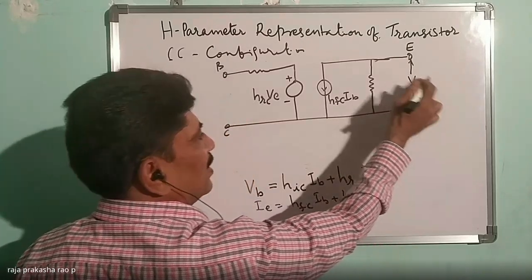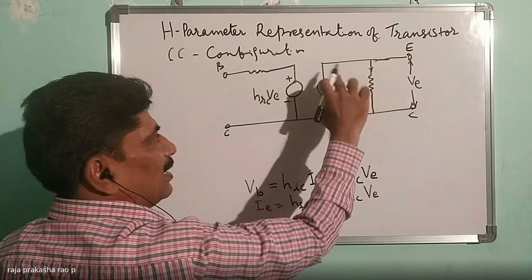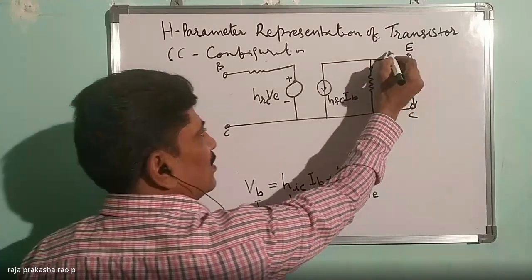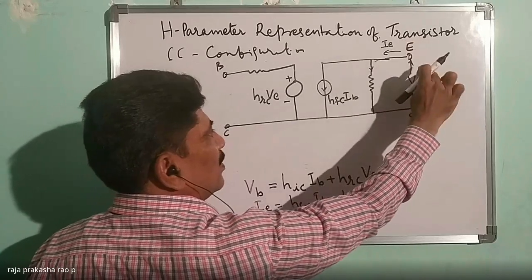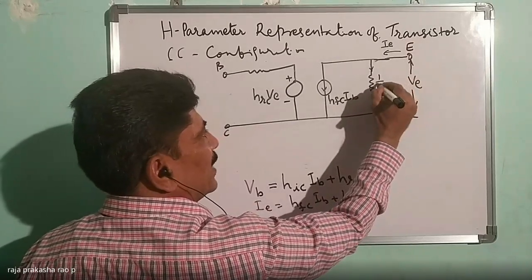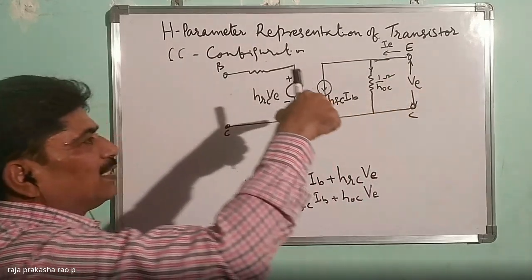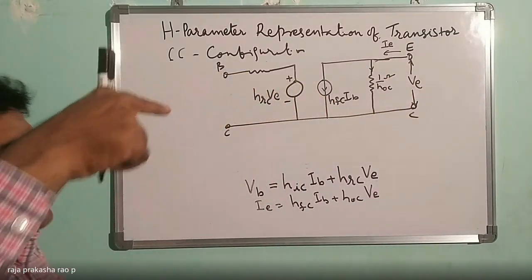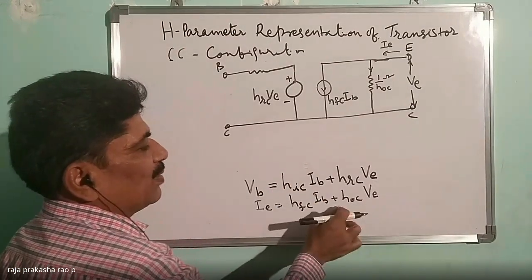So VE by this will get a current which flows through this. Already the current is there. This plus this will give IE. So IE equals VE by 1 by HOC, ohms. 1 by HOC is nothing but HOC only. So VE into HOC will get this part. Another part is HFC.